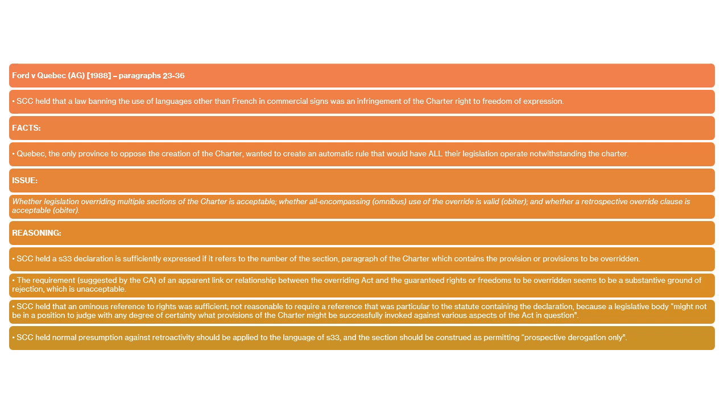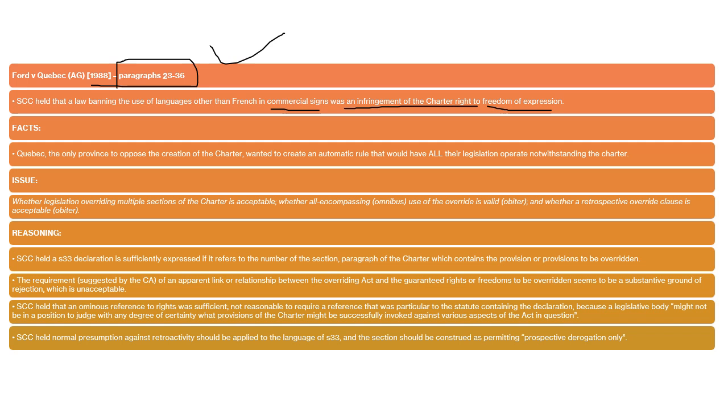The important case that in examination you have to refer to while answering a question on the overriding power is Ford versus Quebec (Attorney General), 1988. Paragraphs 23 to 36 are important. The Supreme Court of Canada held that a law banning the use of languages other than French in commercial signs was an infringement of the Charter right to freedom of expression.